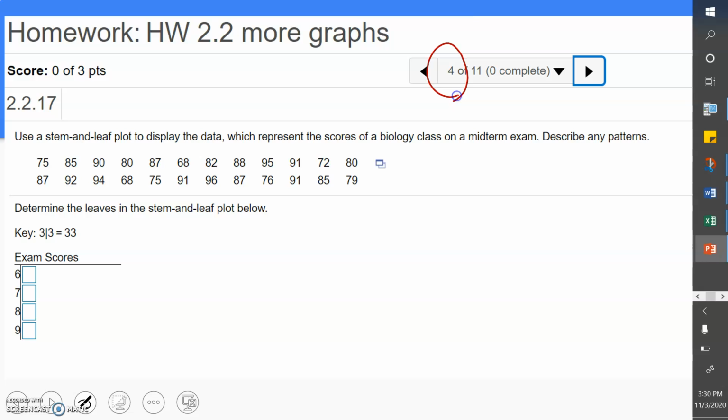Number 4 up here is saying, make a stem and leaf plot and describe any patterns. Okay, so let's see. I'm going to try and find the smallest number. It looks like it's going to start with a 6. So where are my 6s? I got a 68 here, and that's it. So 8 goes right there. That's it. Then I'm going to find all my 7s. 7, mark that out.